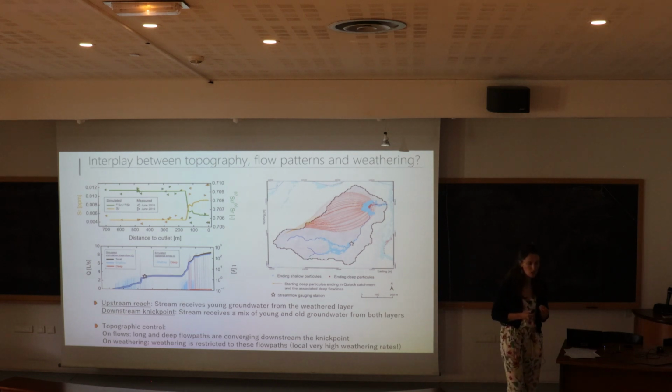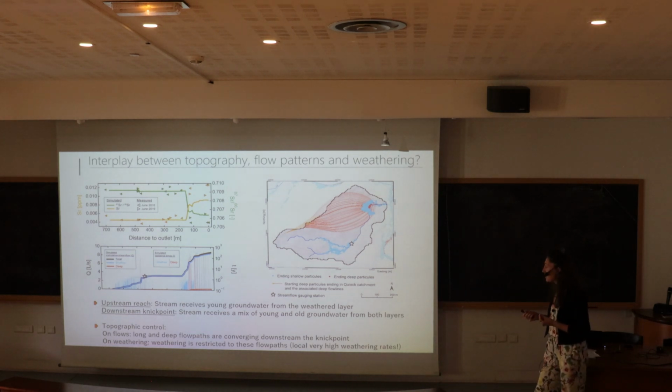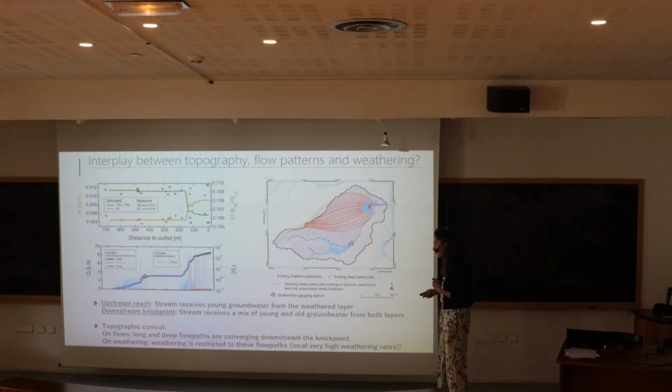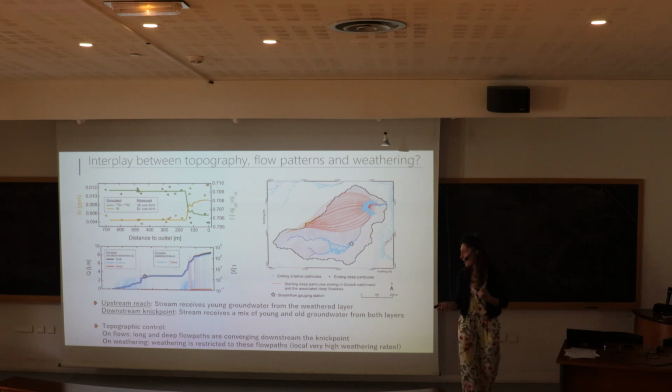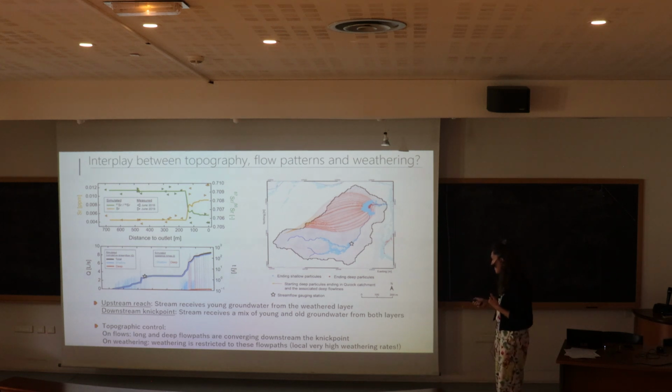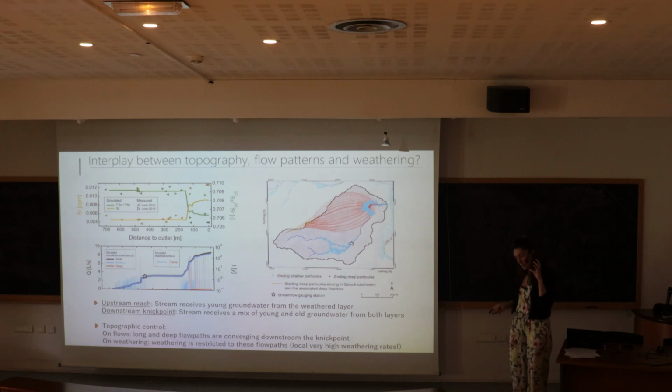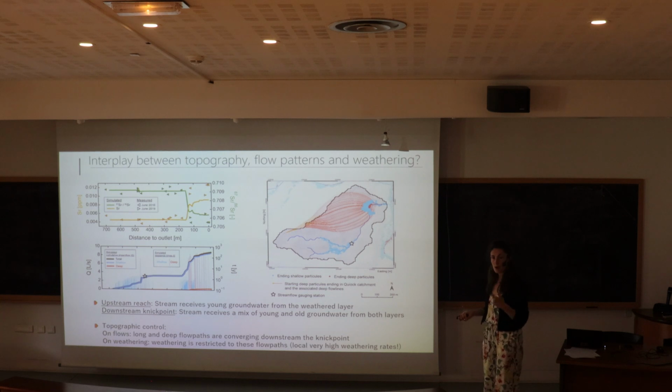Well, what does it say? It says that because there is a knickpoint, there is a topographic control on the flows, meaning that we can see some long and deep flow paths converging downstream of the knickpoint, but also a control on weathering, which means that weathering is restricted to this flow path here and to the stream. This is interesting because it means that if you take the weathering rates and calculate them back to the effective area where it's actually weathering over the catchment, you would get very high weathering rates.